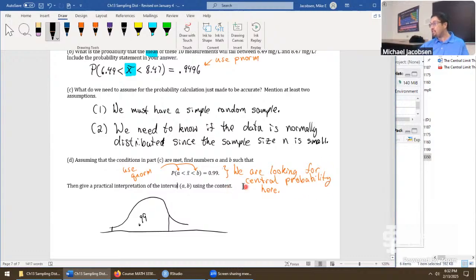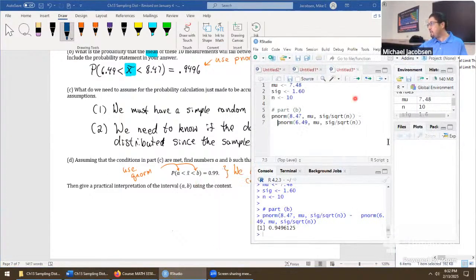To be specific, you would have to say it this way, central probability. So going after that central probability is not as tricky actually in WebAssign; getting the eraser going is. All we have to do now is use q-norm twice. So we'll write that out back in RStudio, part D.